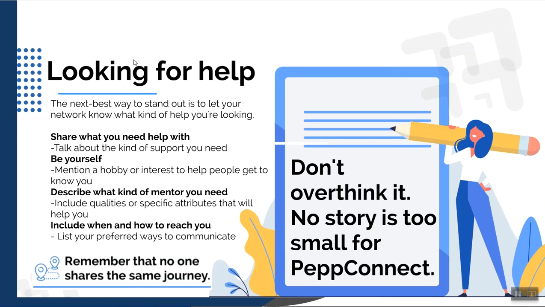So let's look at some components of a good post when you're looking for help. Similar to those who are willing to help, you should share what you need help with. Talk about the kind of support you're looking for. As always, be yourself and give people an opportunity to get to know you. Being that this is an online experience, Waves are naturally going to be looking for more ways to get to know you, so feel free to be yourself, even though PeppConnect does have an air of professionalism to it. Describe what kind of mentor you're looking for. It's going to help alumni and faculty who are looking at these posts get to know you and put it on their radar in case you ever decide to reach out in the future. Finally, you want to include ways to reach you.